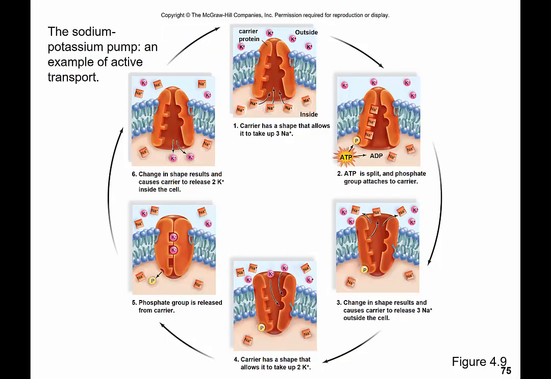The sodium-potassium pump is an example of active transport. In this, the carrier has a shape that allows it to take up 3 sodium ions, and ATP is that energy that is used, and it's split. And so ADP is an adenosine diphosphate. That triphosphate is here, that third one. This changes the shape of the carrier protein, and so sodium ions can be released, and 2 potassium ions can be taken up, and those are pushed to the other side, and a concentration gradient can be established here.